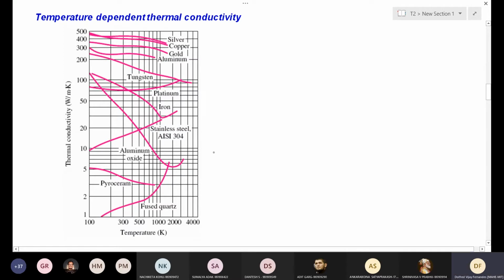So what this is about is, we have done problems where we assumed thermal conductivity as a constant value, irrespective of the surface temperature or temperature of the wall. We have taken a single value. Now what we have to do is see what the temperature is at a particular location of the wall, calculate the thermal conductivity at that temperature, and use that in the equation.